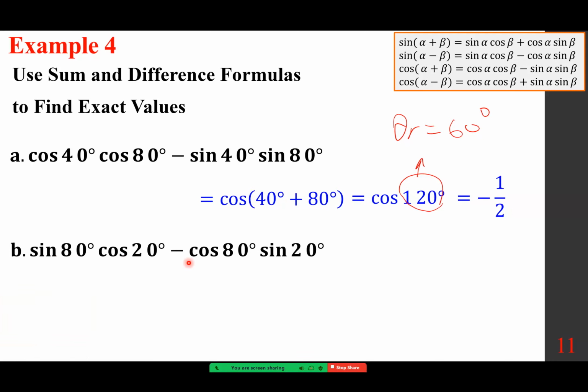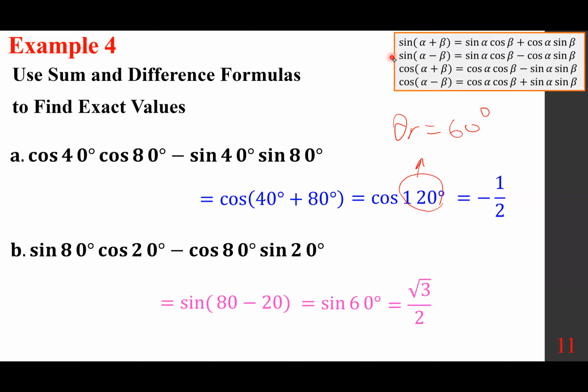Sine 80 cosine 20 minus cosine 80 sine 20. You should recognize you're dealing with this formula, sine of alpha minus beta. Sine of alpha minus beta, everybody. So what happens? Sine of 80 minus 20, which is sine of 60, and it's a common arc. Square root of 3 over 2. Everybody's comfortable with that.